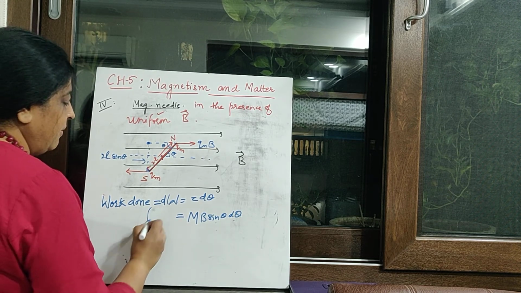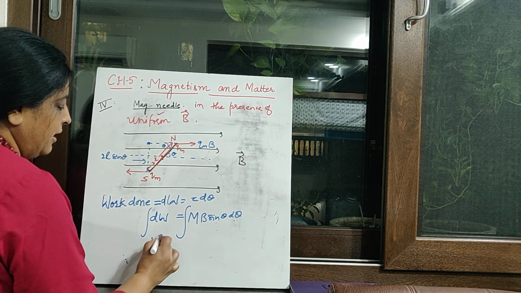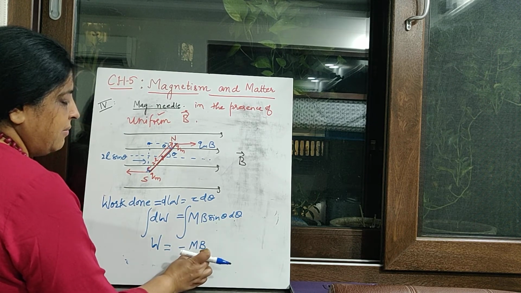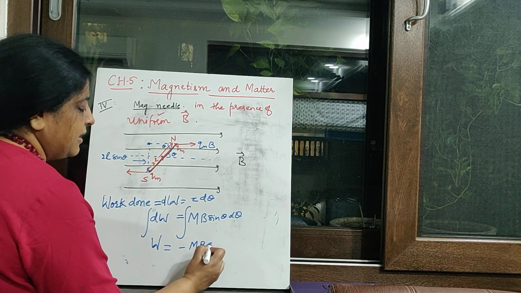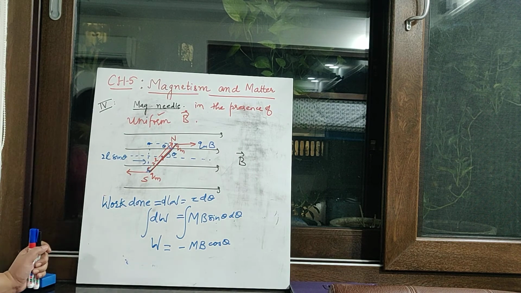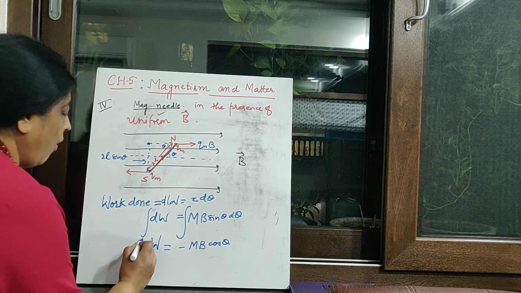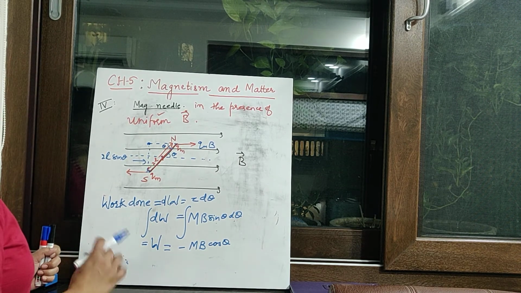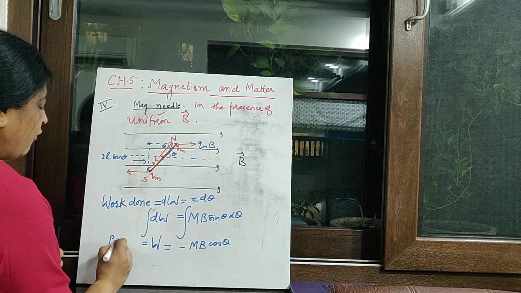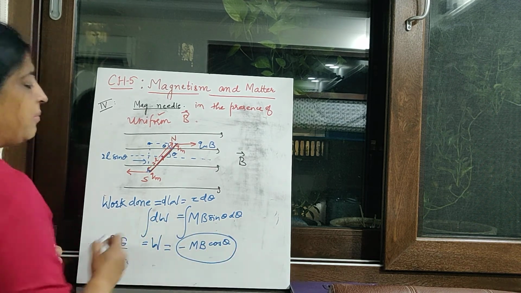So the complete work done will be the integration of this. So the net work done W will be equal to minus mB, because m and B are constant, we will take them outside, and the integration of sine theta d theta will be cos theta with a negative sign. So minus cos theta. So this is how much work is done when you rotate a dipole, and all the work that we do against the magnetic field to rotate it will be stored in it in the form of potential energy. So the potential energy stored in the dipole is minus mB cos theta.